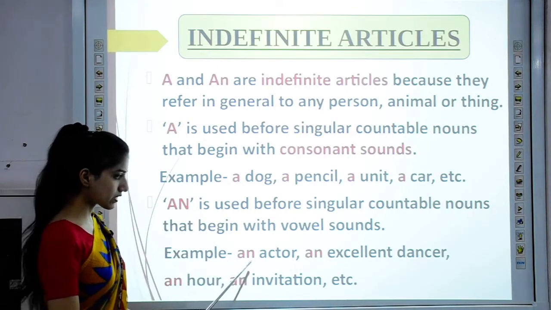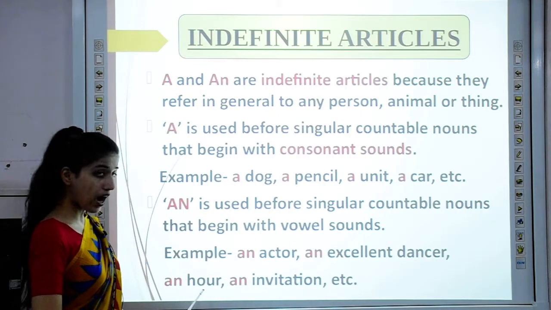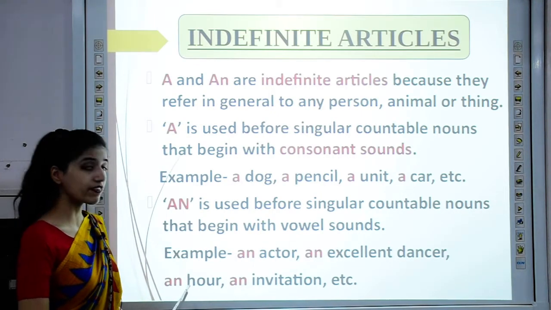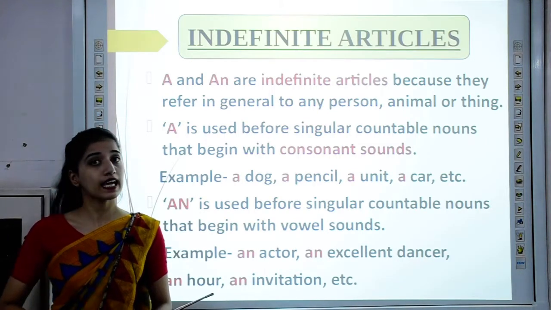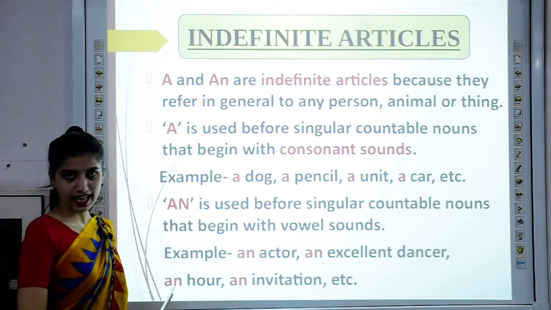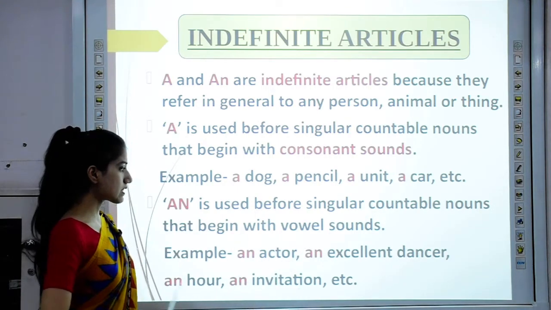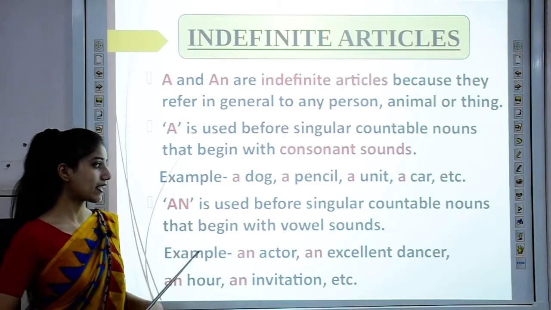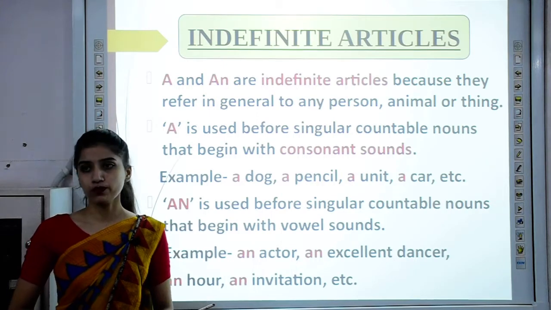So an actor, an excellent dancer, and an hour. Though it's starting with H, the sound that comes is of O. H is silent over here, so that is why an is coming. An invitation. So these are some examples of an that is used before singular countable nouns that begin with vowel sounds.